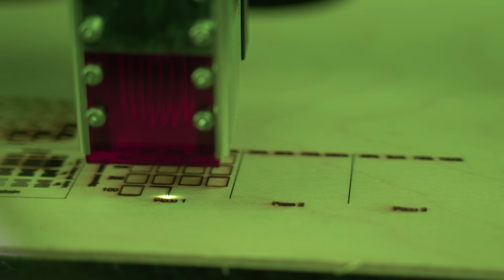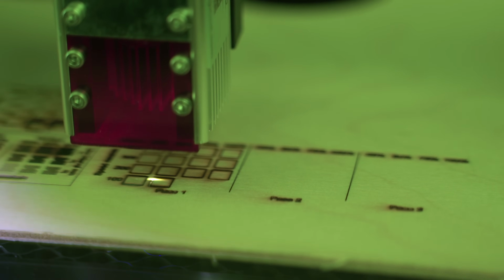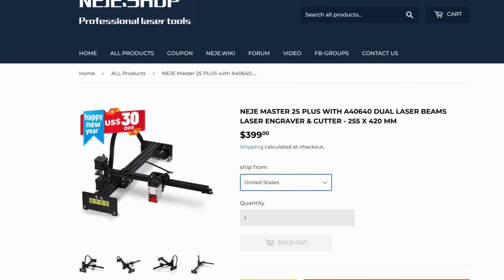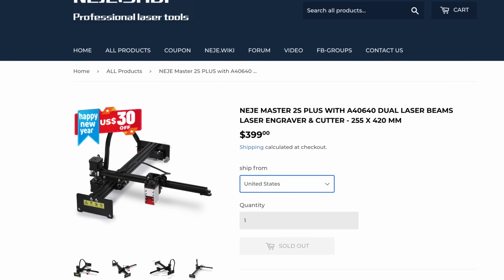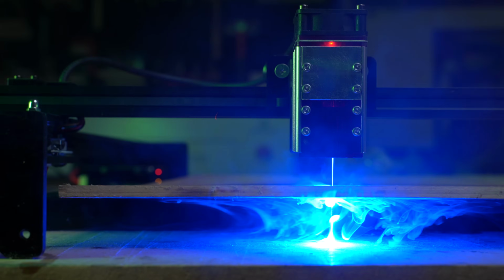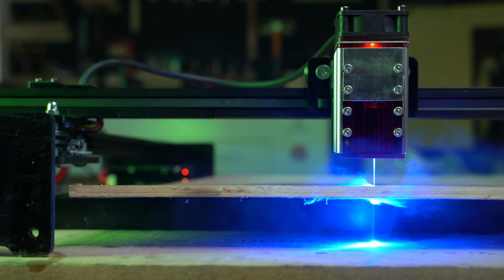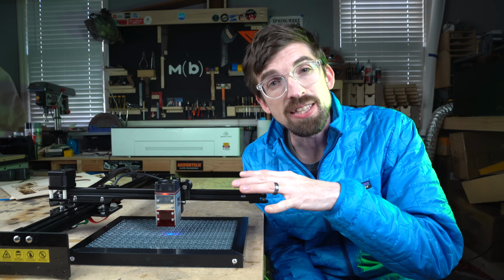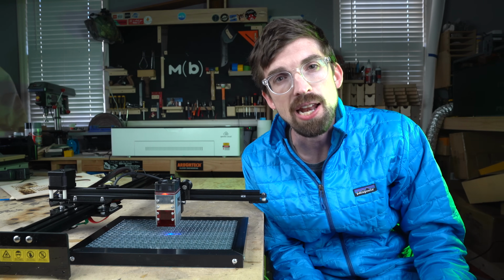Now in terms of price, at the time of this recording this is $400 US, which is cheaper than the bigger unit, but you still get the most powerful laser module that I've tested to date. When we compare this to the other machines that are out there, that amount of power for that price is really good.